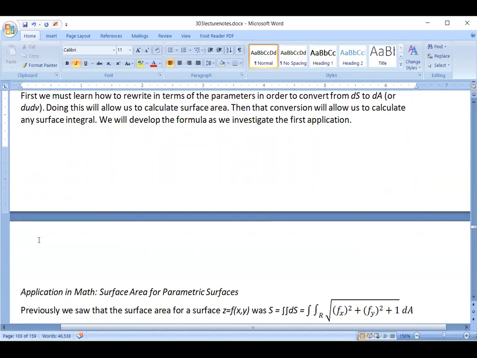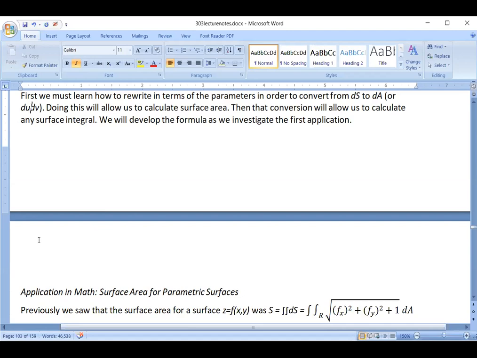So let's remember that we already know how to find surface area in a special case. The special case was if the surface can just be described as z equals f of x, y. In other words, you don't need parametric equations. z is just a function of x and y. So in that case, what we previously saw is that the area of the surface is just the double integral of dS. In other words, it's adding up all the little bits of surface area.